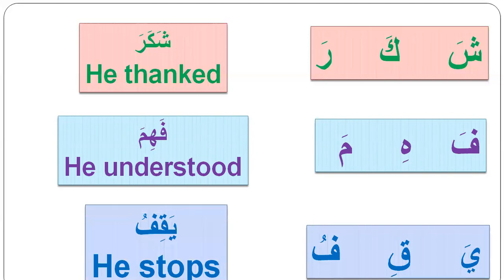Next, يا with فتحة يا. قاف with كسرة قي. فا with ضمة فو. Then the word will be يقف. He stops. So we have شكر، فهم، يقف. This is with the three vowels فتحة كسرة ضمة.